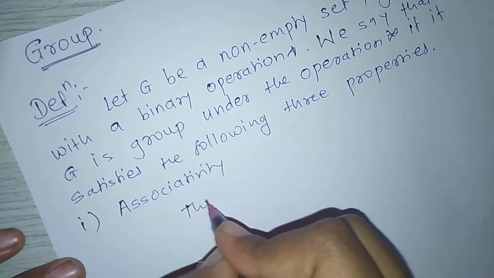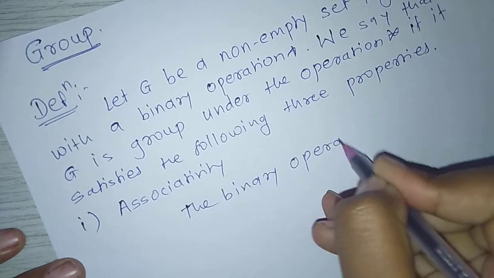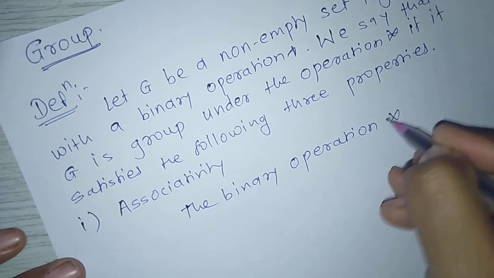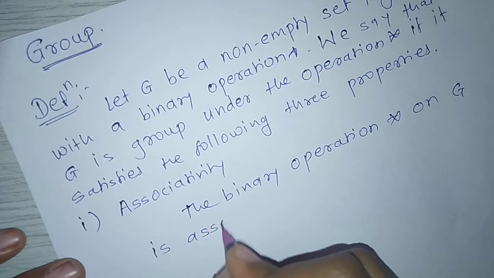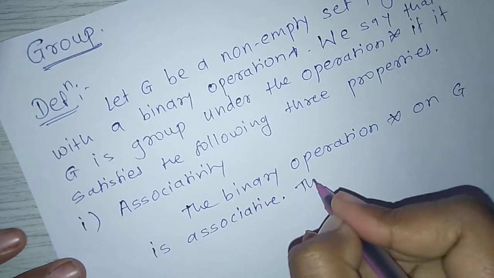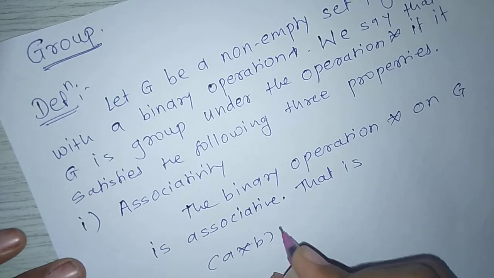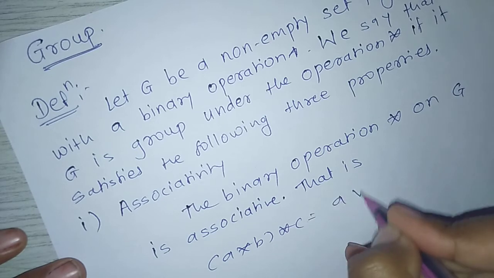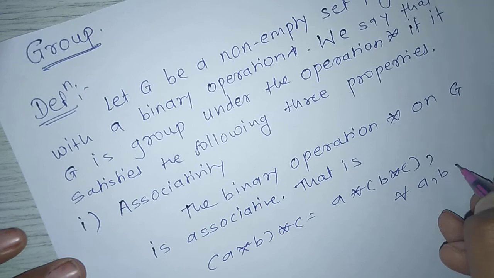The binary operation star on G is associative, that is, A star B star C equal to A star of B star C for all A, B, C belongs to G.